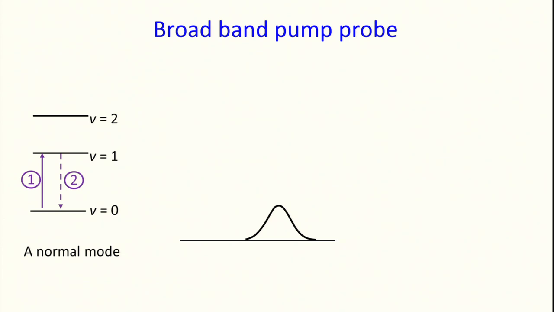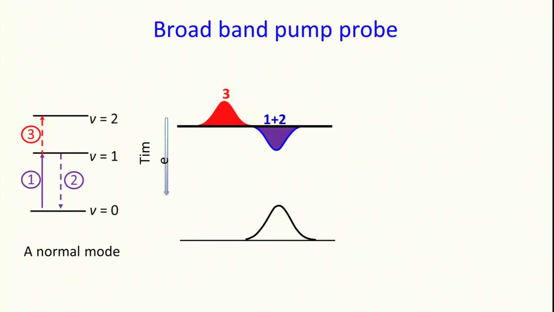2 is essentially the same spectral region as 1. So, we get a contribution from ground state bleach of V equal to 0, and we can also get stimulated emission from V equal to 1, and they add up to give you a negative signal, as we know. What happens if we probe the V equal to 0, 1 to V equal to 2 region? Let us call that region 3. There we expect a positive signal, is not it? Because that is going to be a transient absorption.